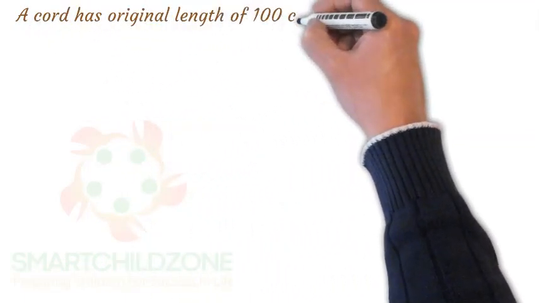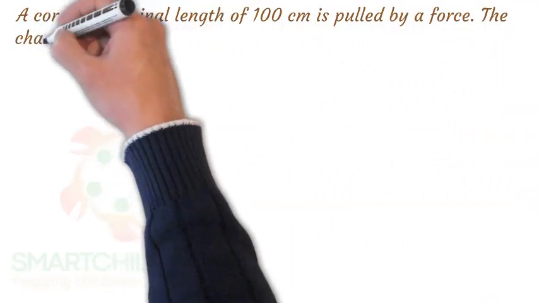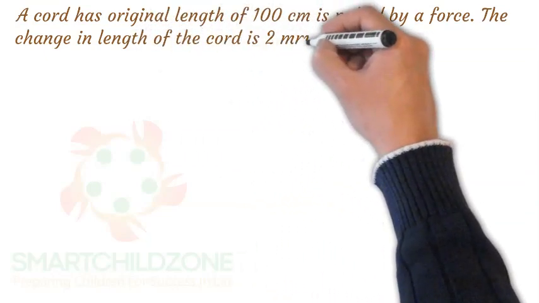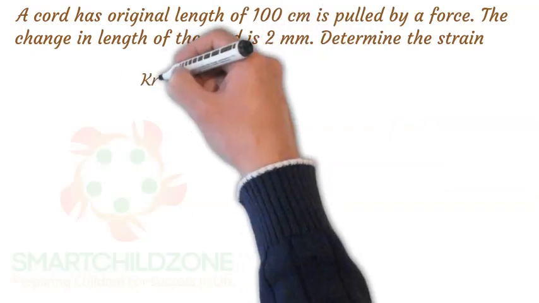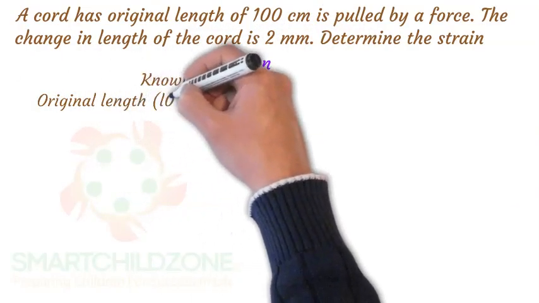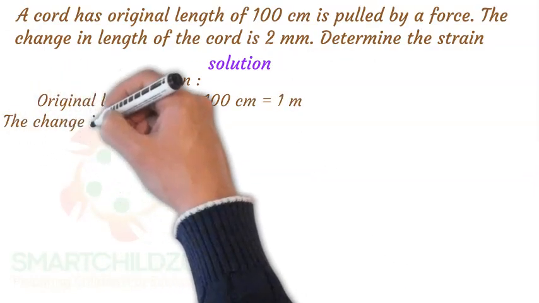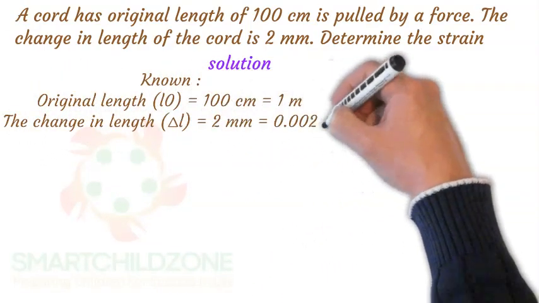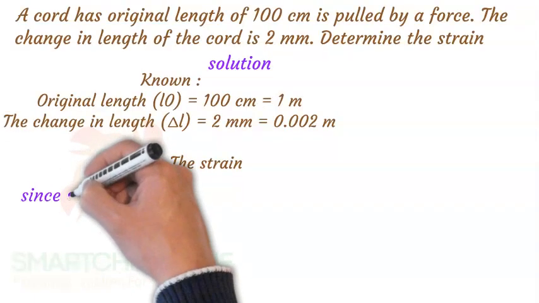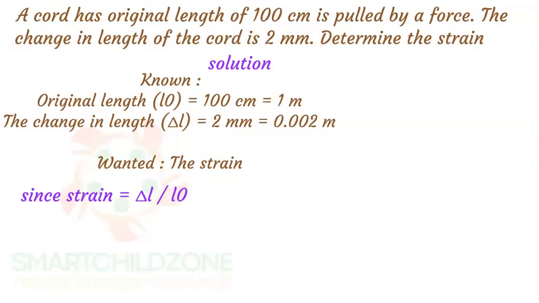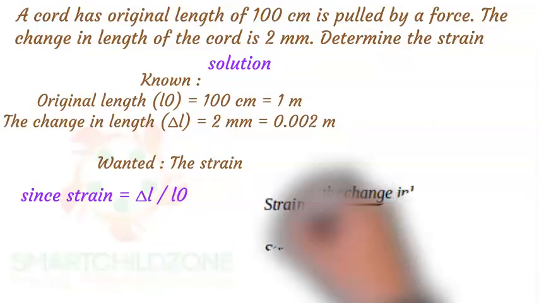A cord has original length of 100 centimeters and is pulled by a force. The change in length of the cord is 2 mm. Determine the strain. Since strain equals change in length over original length, we can substitute the values and solve.